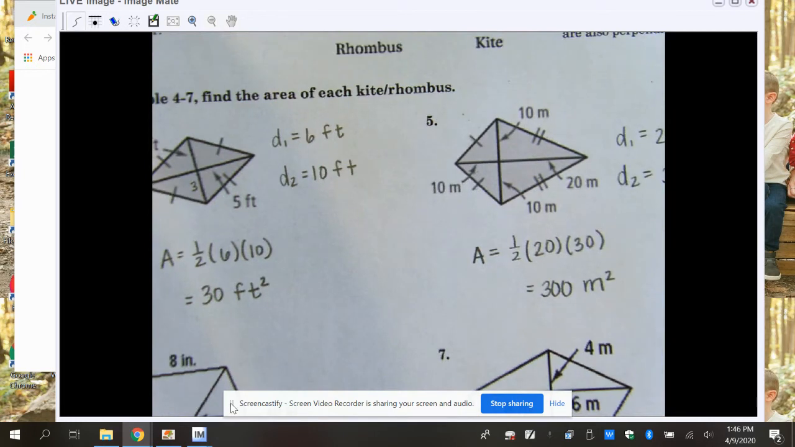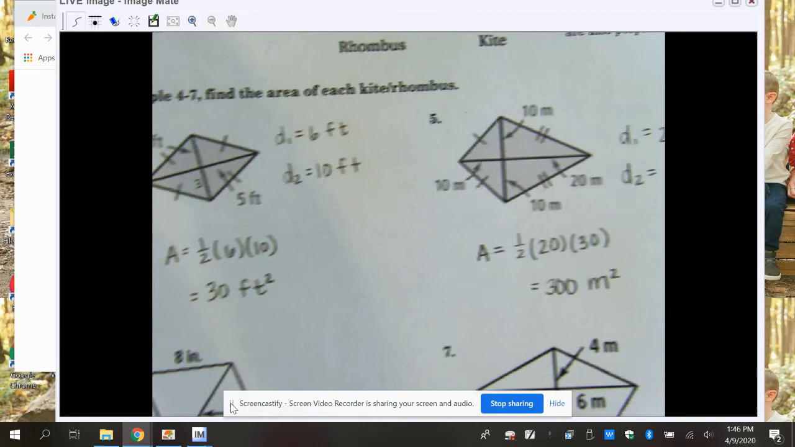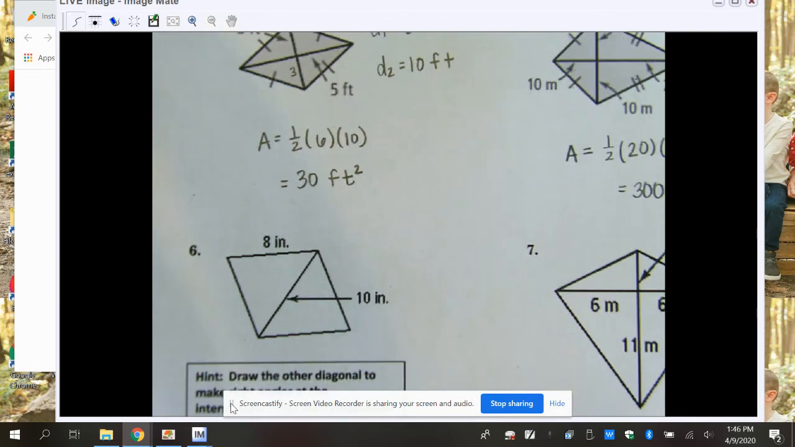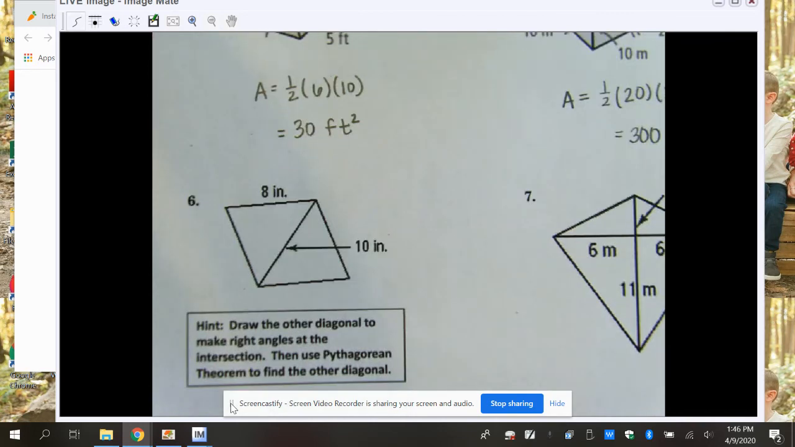All right, so we've got a couple more examples. We're going to look at one more rhombus and one more kite. And so in this one right here, we know that the side lengths are 8 inches.